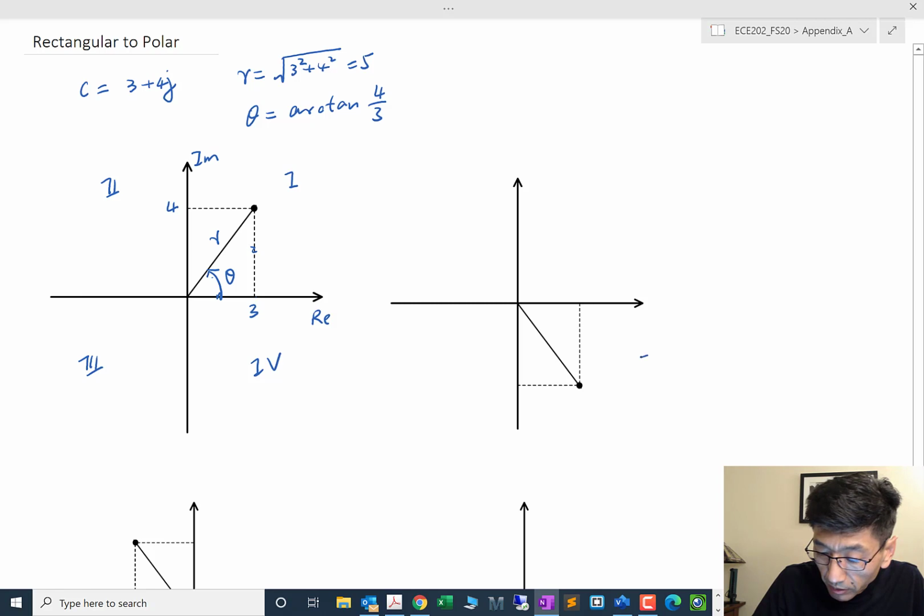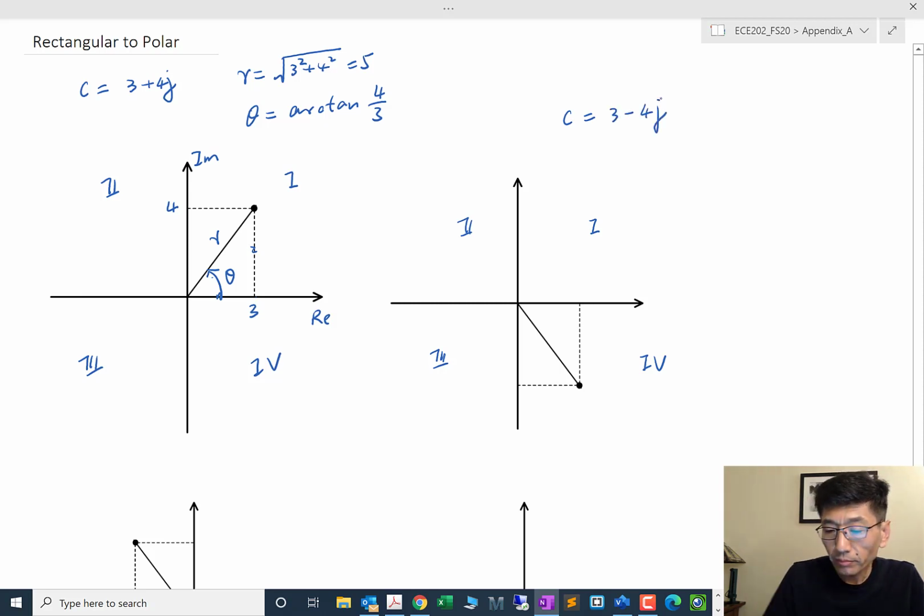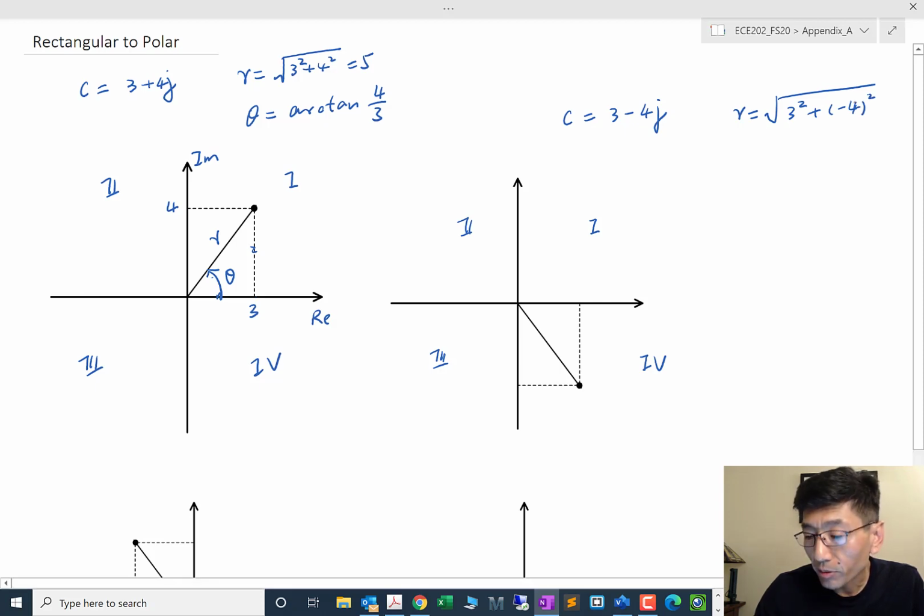Now let's see this. In this case, we have a number in the fourth quadrant. So the first quadrant, the second quadrant, the third quadrant, and in this case, we have the number C equal to 3 minus 4j. Right. So in this case, R is still the same. R is still the square root of 3 squared plus (-4) squared. (-4) squared is the same as 4 squared, so that's still equal to 5.